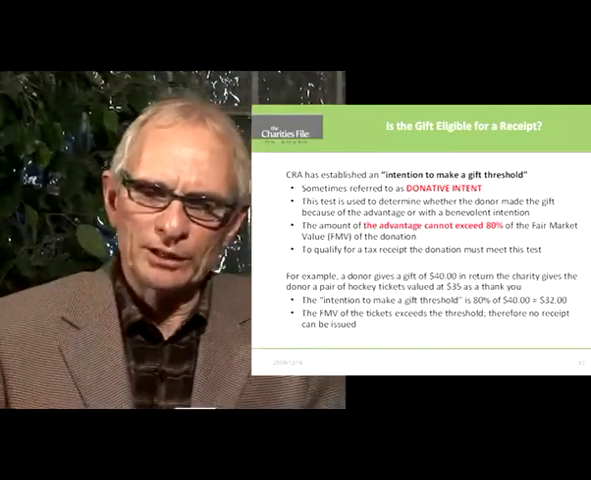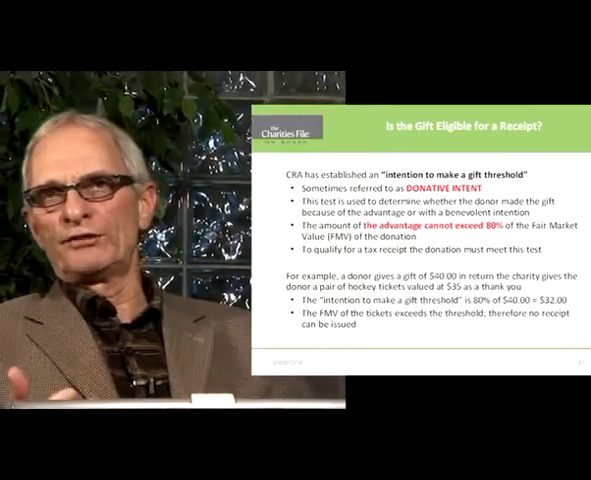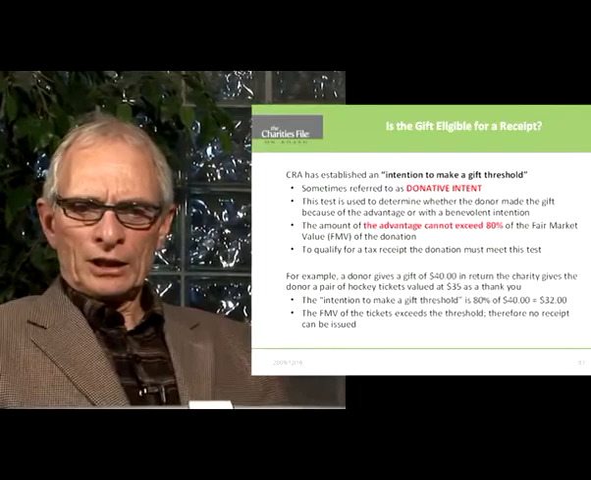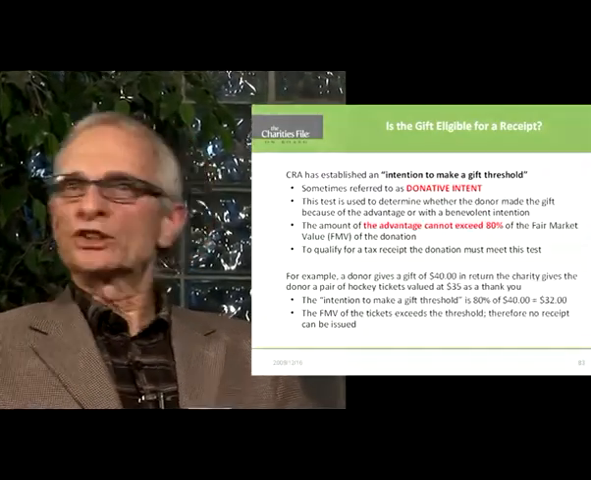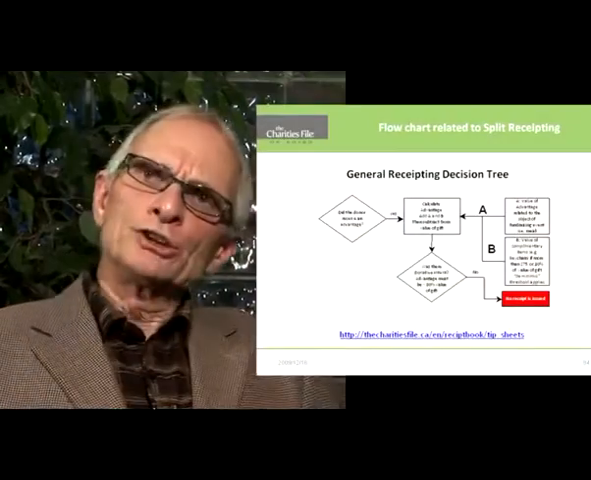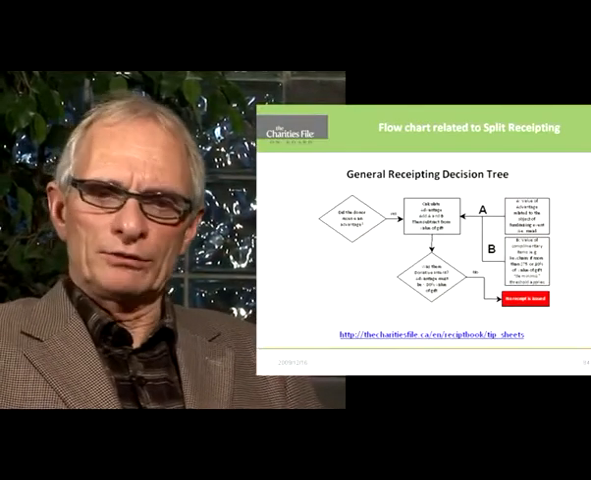For example, on the bottom, a donor gives a gift of $40. They receive $35 in advantage. When you look at that, the threshold of 80% is $32. So I actually received $3 more in advantage. Therefore, I'm not permitted to get a receipt because I received too much advantage and didn't reach the threshold for donative intent.